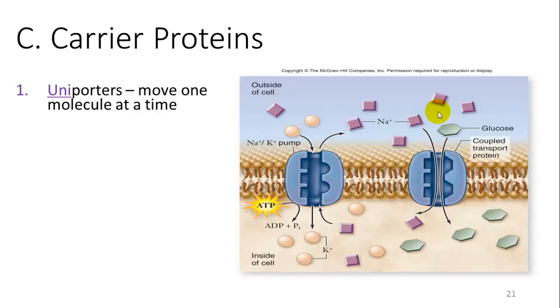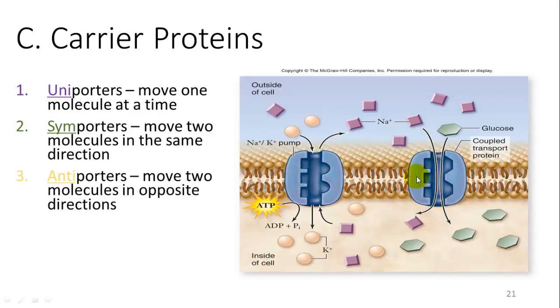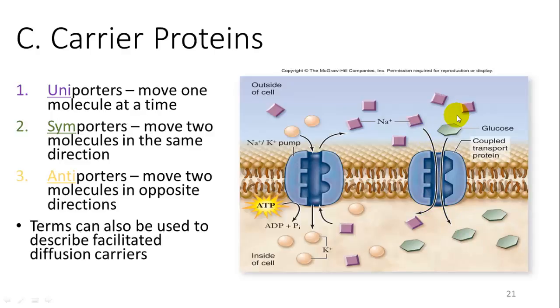One type of carrier protein would be a uniporter, and that moves one molecule at a time from one side to another. Again, it usually requires ATP. Symporters move two molecules at the same time and in the same direction. Here we have a symporter, which uses sodium and glucose. They go through together. And then antiporters would go in opposite directions, so an antiporter would have maybe sodium going through this way and another molecule going through the opposite direction. And these can also be used to describe facilitated diffusion carriers as well.